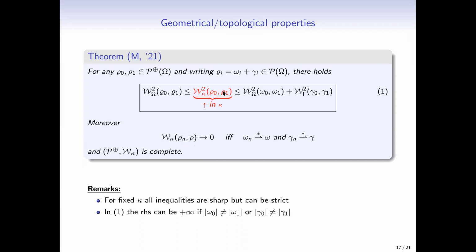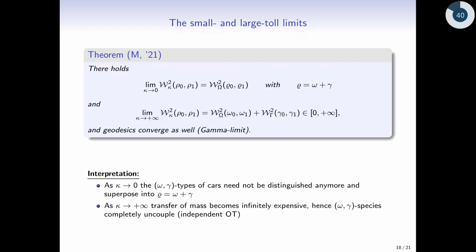But going back to this inequality, once I have sandwiched my distance between those two quantities, and knowing that the bounds are sharp and that the middle quantity is increasing in kappa, it seems very natural to ask what happens when kappa goes to 0 or plus infinity, which are the two extreme values of the toll parameter, right? So this is the theorem. Everything is pointwise. You fix two measures, rho 0 and rho 1, and you look at the limits of the large toll, kappa going to plus infinity, or the small toll, kappa going to 0.